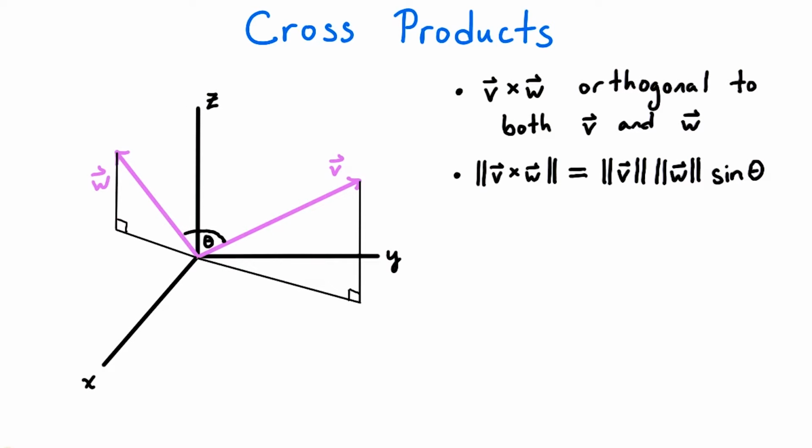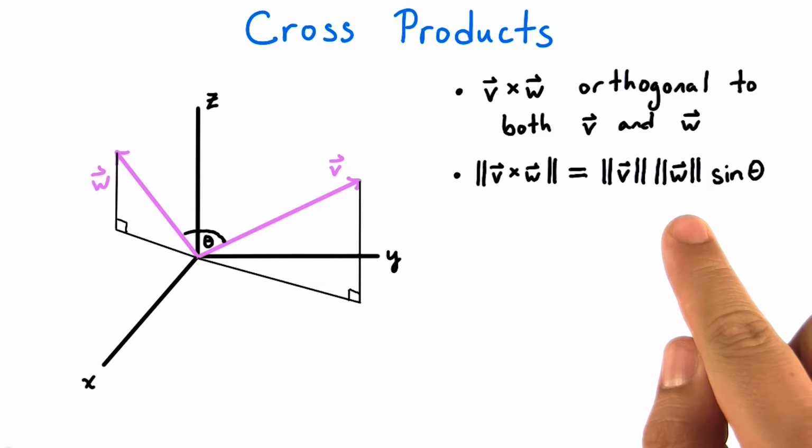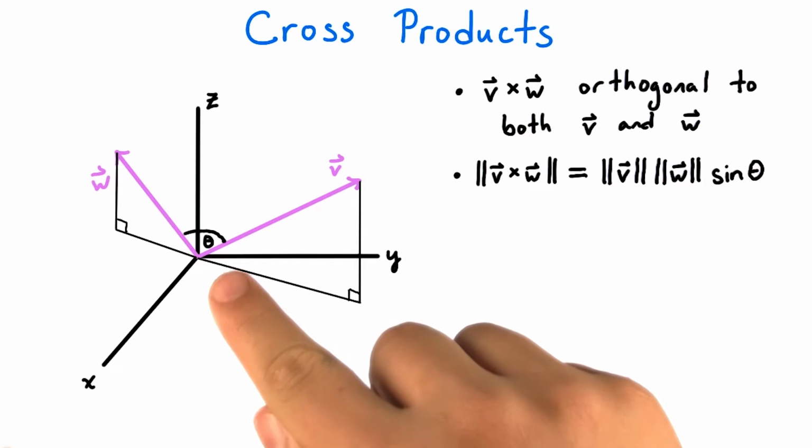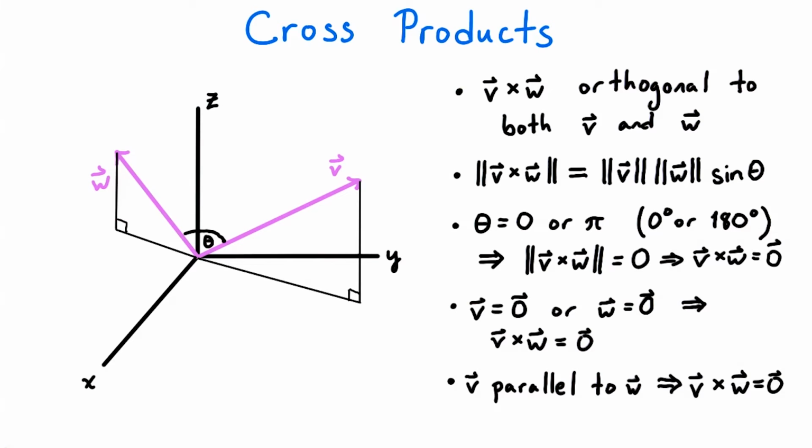Geometrically, the cross product of two vectors, v and w, is a vector that is orthogonal to both v and w, and has magnitude of v times magnitude of w times sine of theta, where theta is the angle between v and w. Note that, unlike the dot product, the output of a cross product is a vector, not a number. Let's look at this definition a bit more closely.